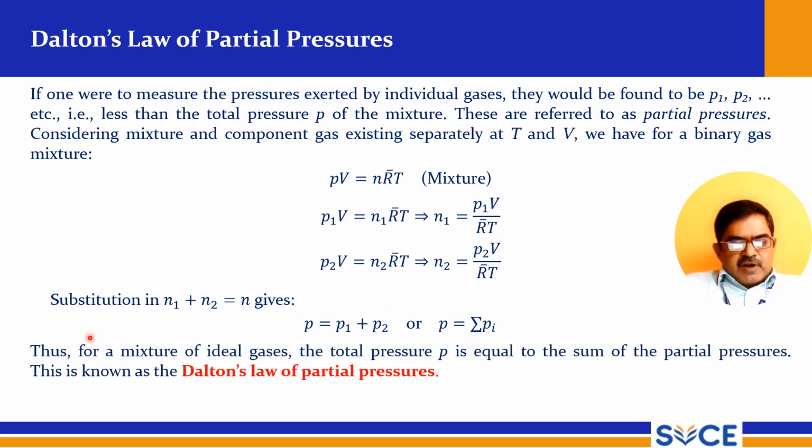So thus, for a mixture of ideal gas, the total pressure P is equal to the sum of the partial pressures. This is known as Dalton's law of partial pressures. Please remember that. The total pressure is equal to the summation of all partial pressures. Obviously, each partial pressure is lesser than the total pressure. So that is Dalton's law of partial pressures.